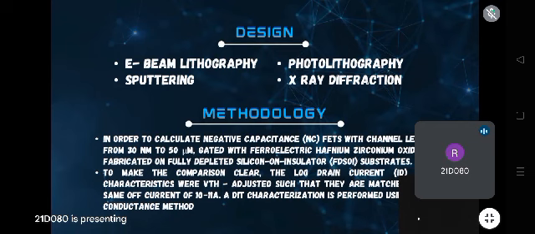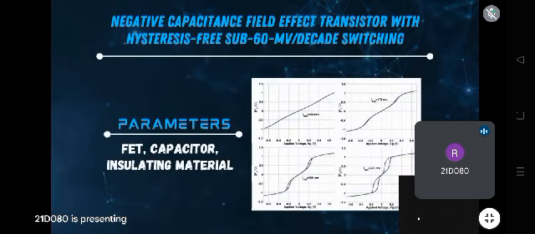Then we are going to another interesting paper, which includes the negative capacitance field effect transistor with hysteresis loop, and which includes 60 millivolt per decade switching. In this, the parameters include capacitor, FET oxide, and insulating materials, which include rapid change in the graph. As we all know, there is a change between applied voltage and psi, which is nothing but the Schrödinger wave equation. There is a huge change as we can see in this graph.